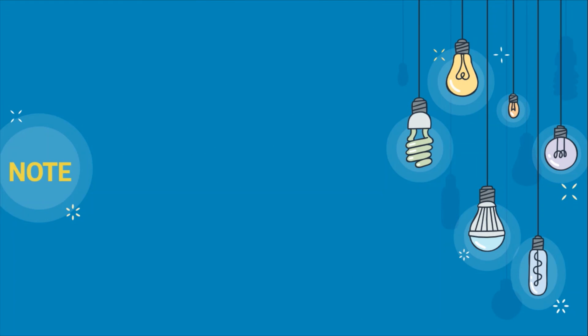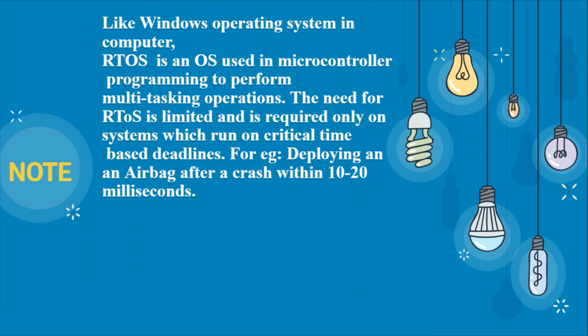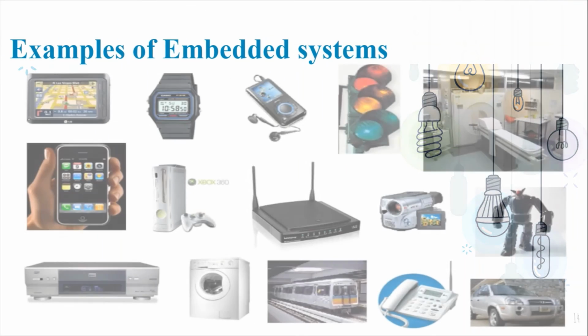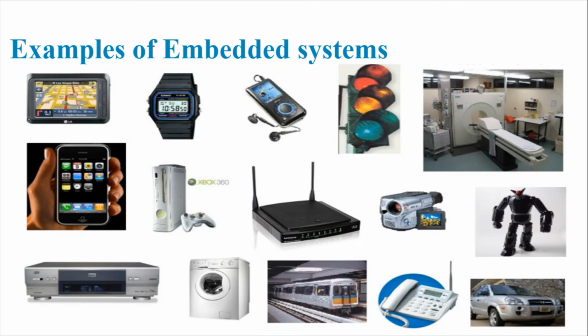Like the Windows operating system in computer, RTOS is an OS used in microcontroller programming to perform multitasking operations. The need for RTOS is limited and is required only on systems which run on critical time-based deadlines. For example, deploying an airbag within 10 to 20 milliseconds after a crash in an automobile. And some of the common embedded programming languages are C, C++, Python, and R. So now following are the examples of embedded devices. So you can see that every gadget that's around us happens to be an embedded device.